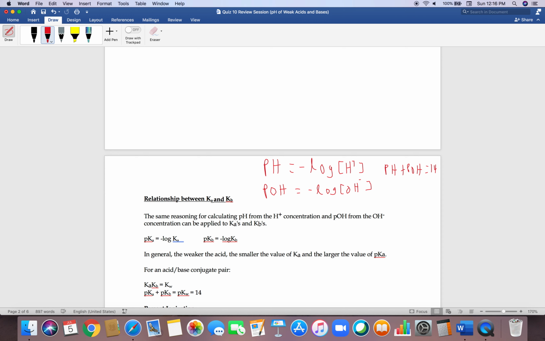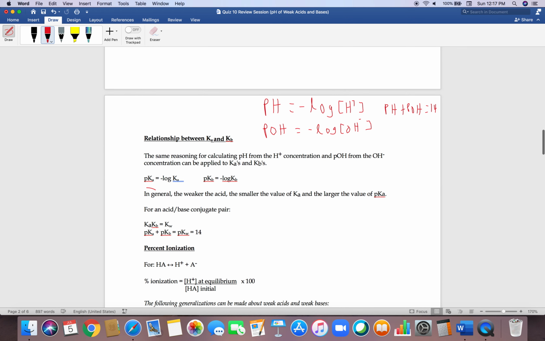Now we can represent this same relationship with the Ka and the Kb of an acid. So we're going to introduce a new term, the pKa and the pKb, to represent the strength of the Ka and the Kb. So the pKa equals the negative log of the acid dissociation constant Ka, and the pKb equals the negative log of the Kb. So in general, the weaker the acid, the smaller the Ka, and the larger the pKa. So the Ka and the pKa, and the Kb and the pKb, are inversely related.